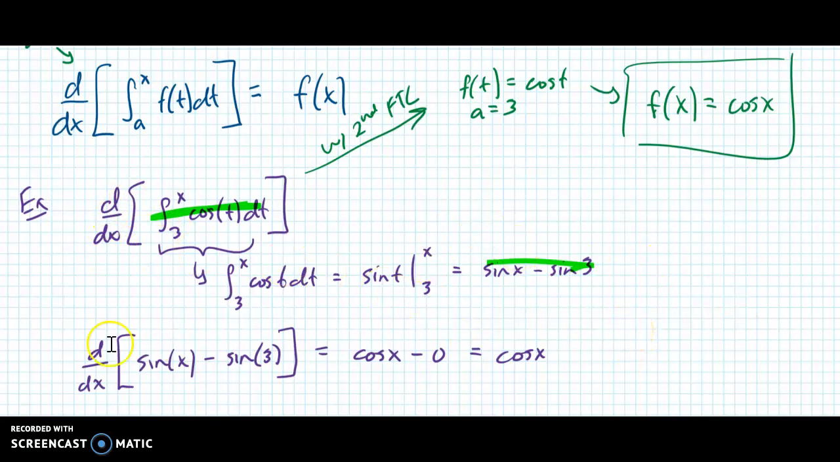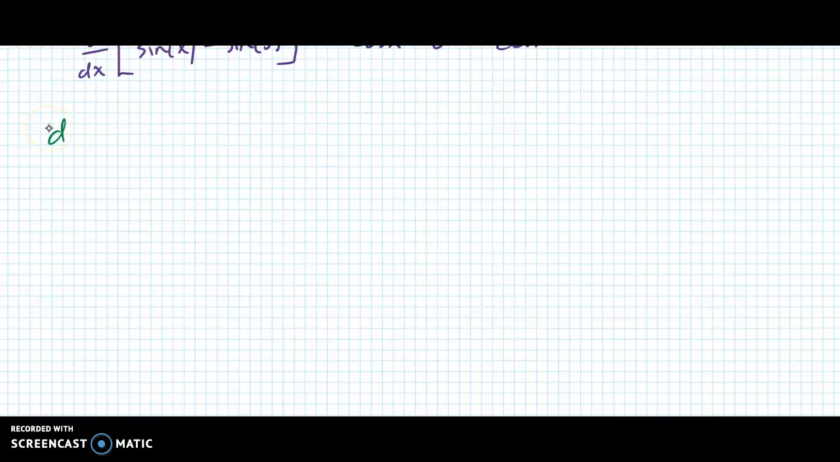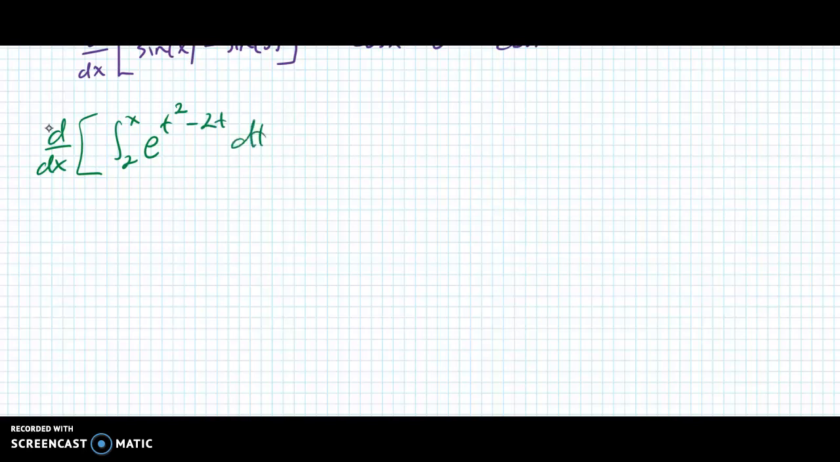So let's do a couple more. Let's do the derivative with respect to x of the integral from 2 to x of e to the t squared minus 2t dt, close. So this one, I want you to try to use the second FTC. Go ahead, hit pause, give it a shot, see if you can figure out what this is using the second FTC with that single step.